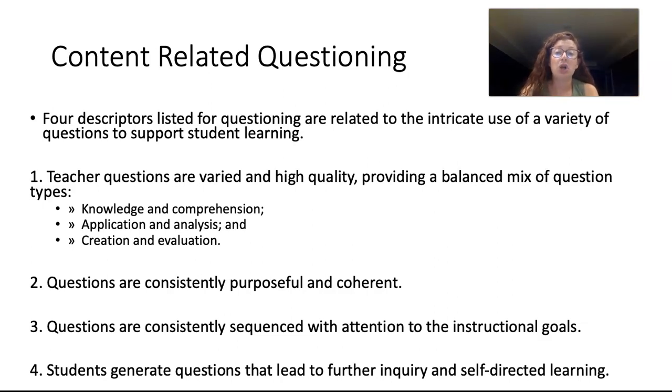Your questions are consistently purposeful and coherent. The worst is when we ask a question and your students don't understand what you're asking. And your questions are consistently sequenced with attention to the instructional goals. And finally, you want your students to be able to generate questions that lead to further inquiry or self-directed learning. So, you would like to turn these students on to science so much that they come up with their own questions.